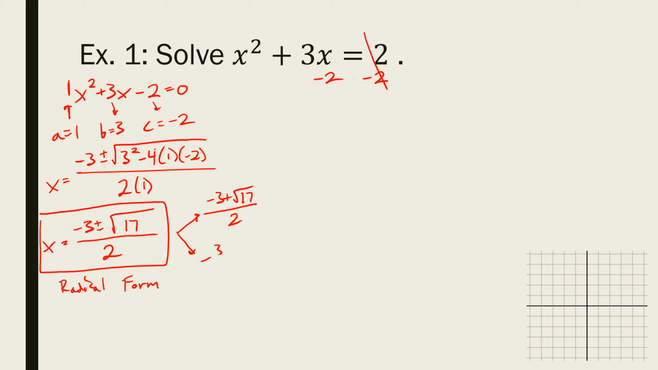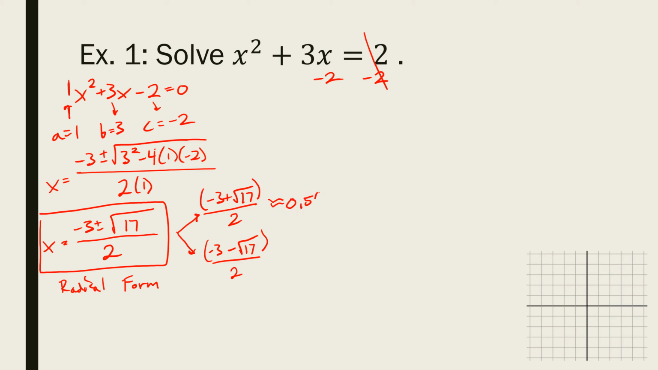And negative 3 minus the square root of 17 over 2. Now, I would recommend putting this into your calculator all in one step, but definitely make sure to put parentheses around the top of the fraction. Otherwise, your calculator will only end up dividing the square root of 17 by 2, not the entire top of the fraction by 2.